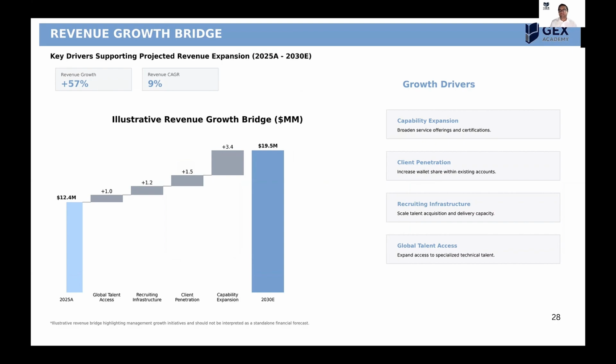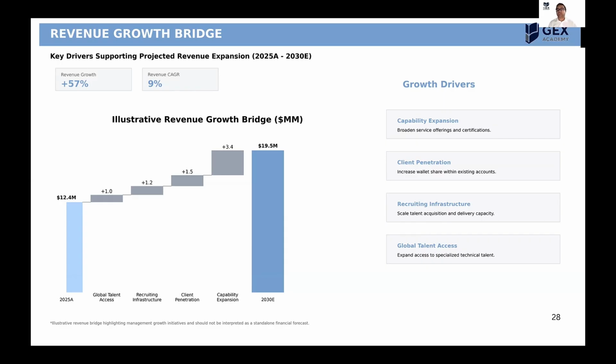So management is projecting revenue growth from approximately 12.4 million in 25 to approximately 19.5 million by 2030, representing roughly 57% cumulative growth and approximately 9% annualized growth. The important question is not whether the company can actually grow, right? The important question is how the company plans to grow.